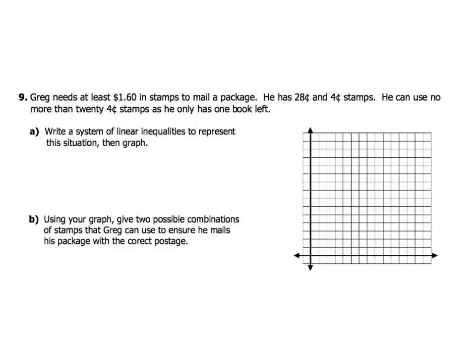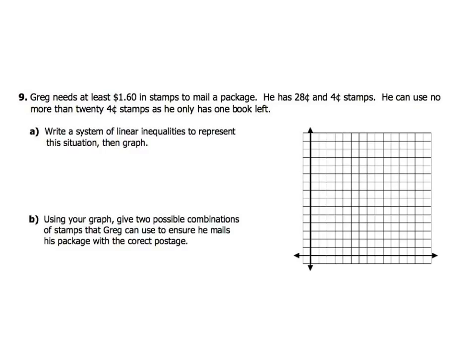All right, so the last example we're going to do together is, of course, a word problem. So number 9. Greg needs at least $1.60 in stamps to mail a package. He has 28-cent stamps and 4-cent stamps. He can use no more than 24-cent stamps as he only has one book left. All right, so our goal is to write a system of linear inequalities that represents the situation and then graph it.